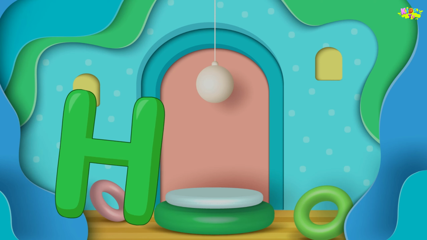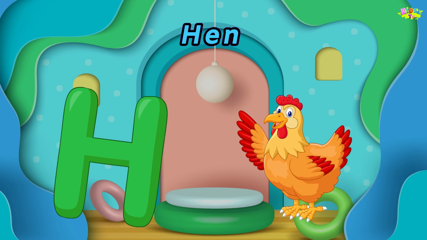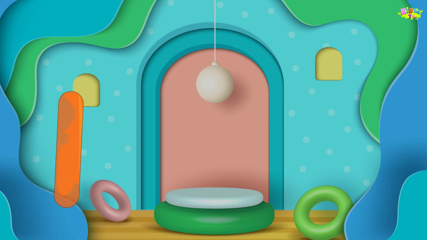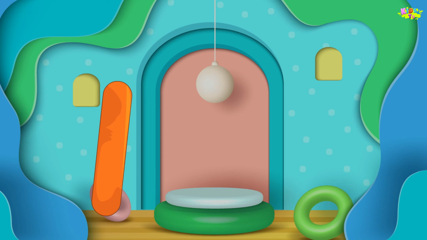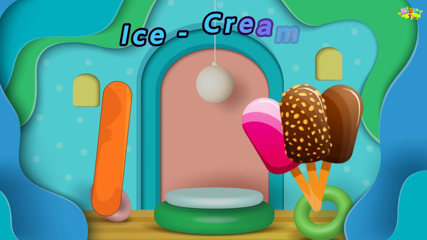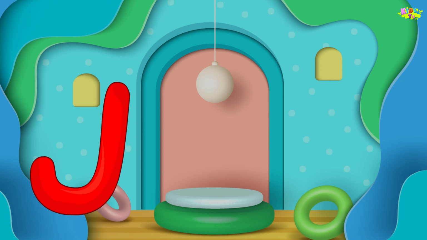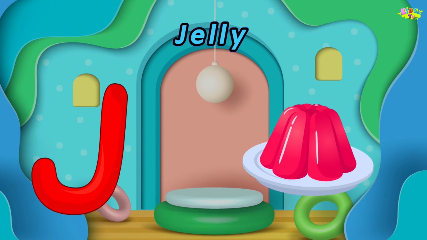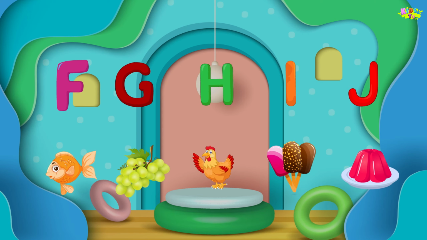H is for hen, hen, hen, H, hen. I is for ice cream, ice cream, ice cream, I, ice cream. J is for jelly, J, jelly, J, jelly.